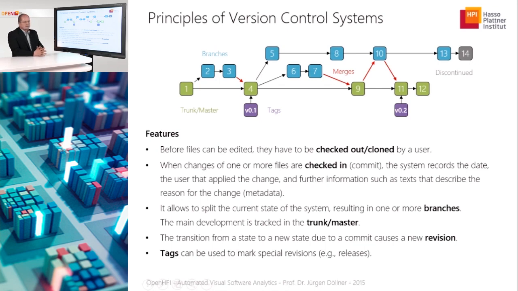There's also typically a functionality that allows to split the development status into different branches. And of course, there's always one master line across all different versions of the software system, called trunk.